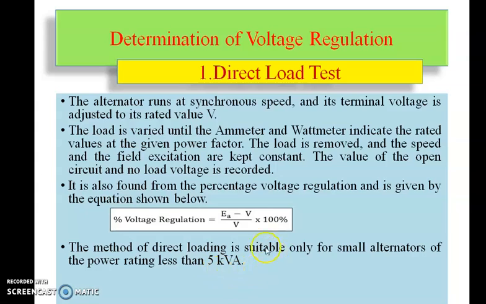म्हणजे 5 kV पर्यंत जनरेटर असेल तरच वी आर प्रेफरिंग दिस लोड टेस्ट. सिंपली मी काय सांगितलं, डायरेक्ट लोड टेस्ट म्हणजे सिंपली काय करायचं, अल्टरनेटरला लोड अप्लाय करायचा. ओके, अल्टरनेटर लोड अप्लाय करायचा, फ्रॉम नो लोडला व्होल्टेज मोजायचा. ओके, नो लोडला व्होल्टेज मोजायचा आणि व्हॉट एव्हर द व्होल्टेज वी आर गेटिंग ऍज EA. ओके, EA म्हणजे सिंपली काय, इंड्यूस EMF किंवा नो लोड व्होल्टेज. ओके, हा नो लोड व्होल्टेज मोजायचा आहे.